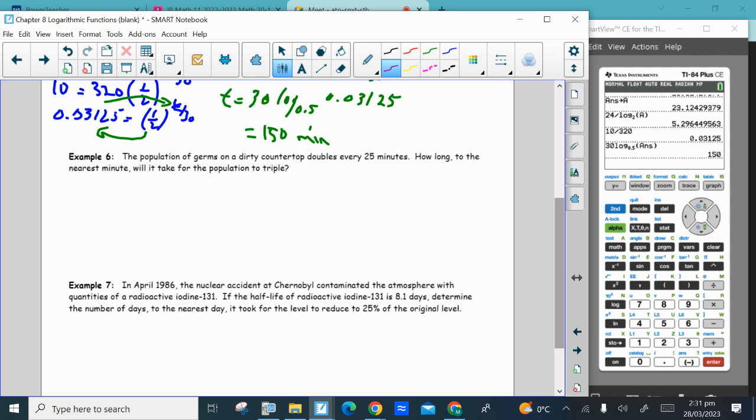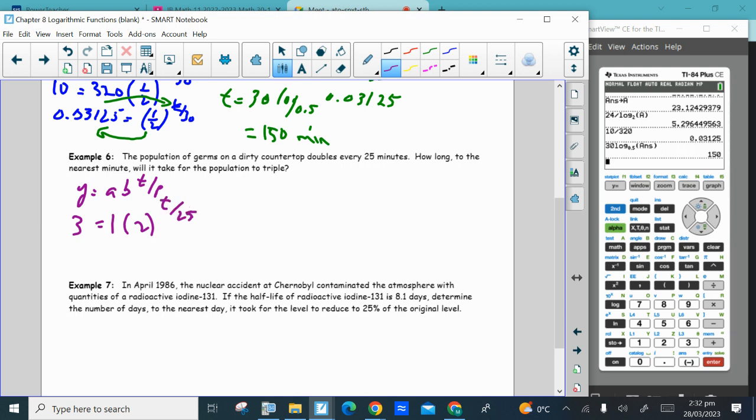The population of germs on a dirty countertop doubles every 25 minutes. How long would it take for the population to triple? For this one, we're not given an original amount, but we know that we need to triple. So we can start with whatever original amount we want. We can start with 1 bacteria, and then that'll become 3 bacteria. But it doubles every 25 minutes, so our base is 2. That's our growth factor, and our growth period is every 25 minutes.